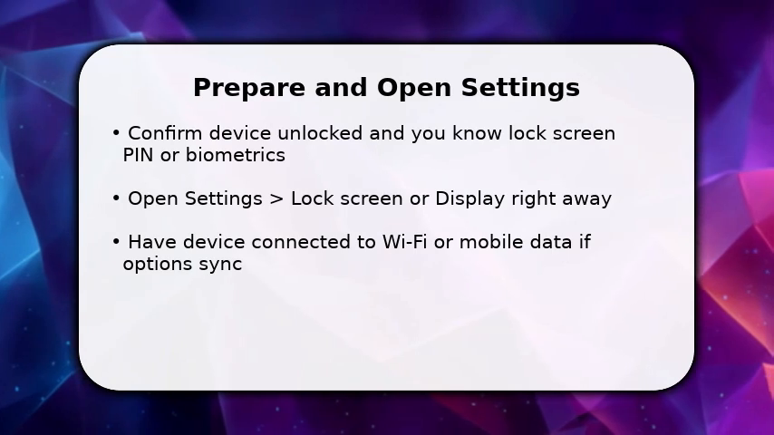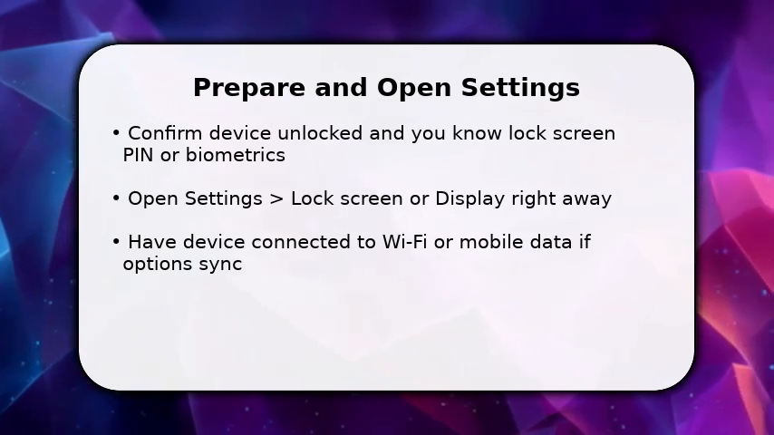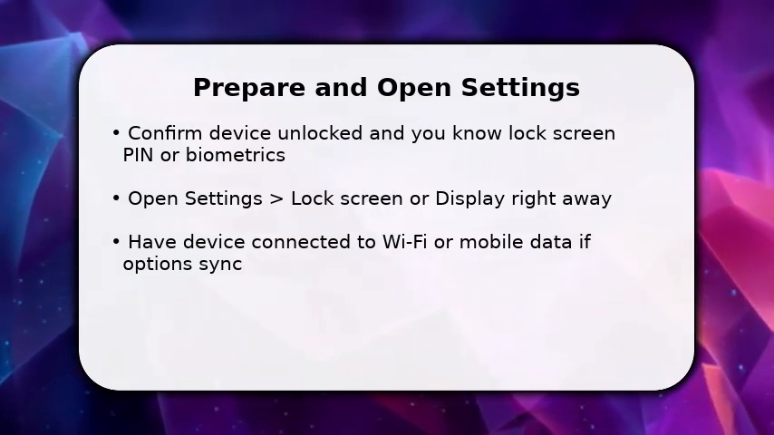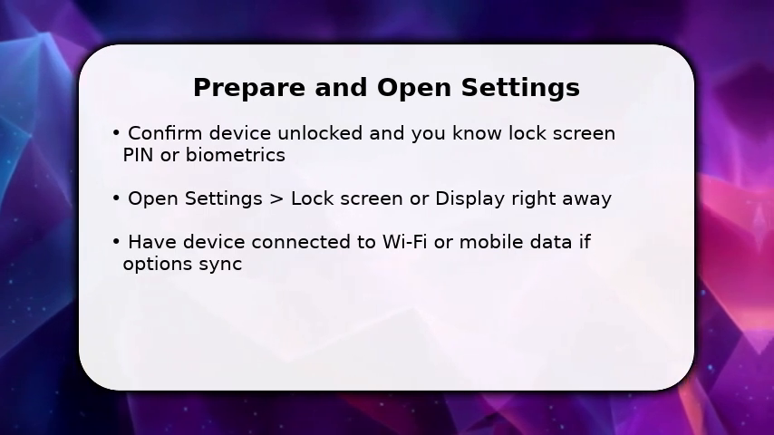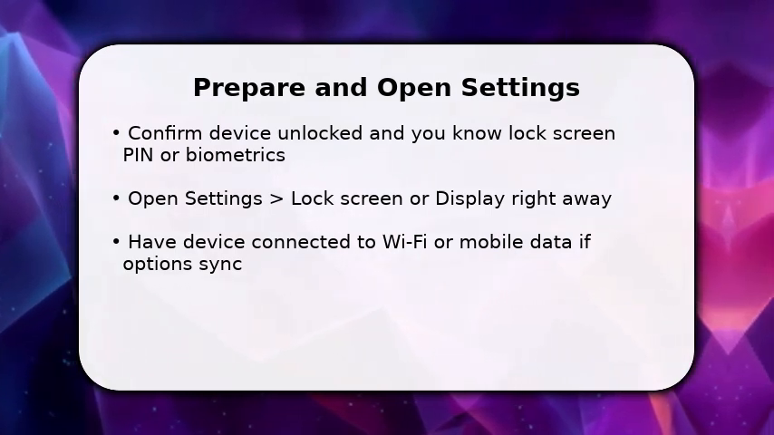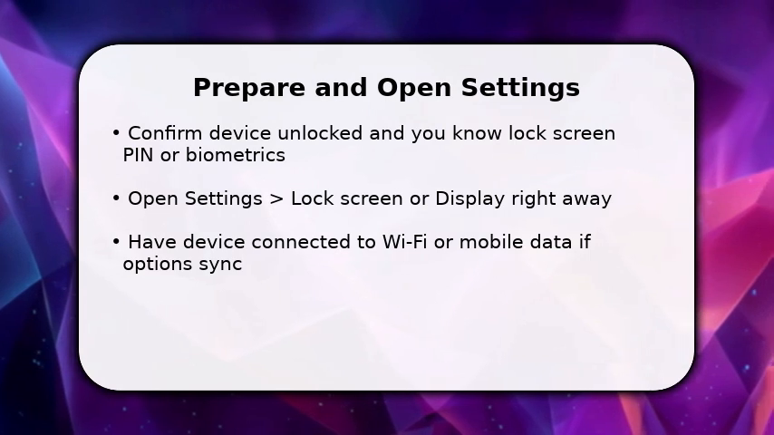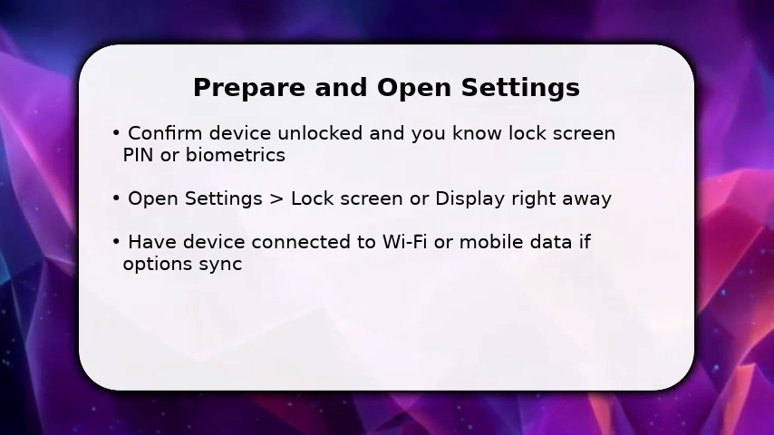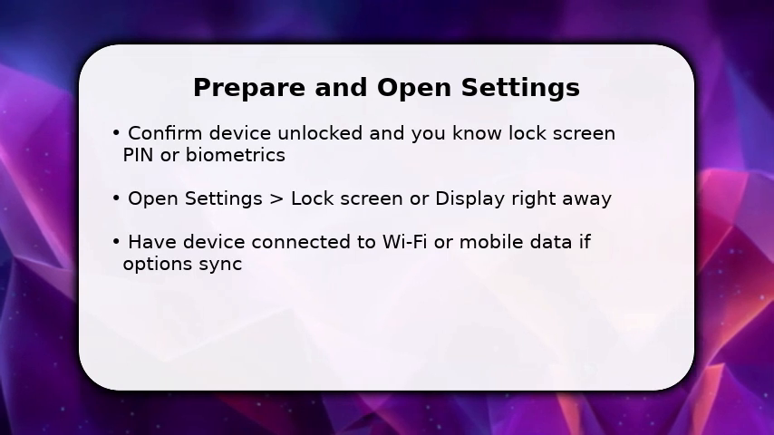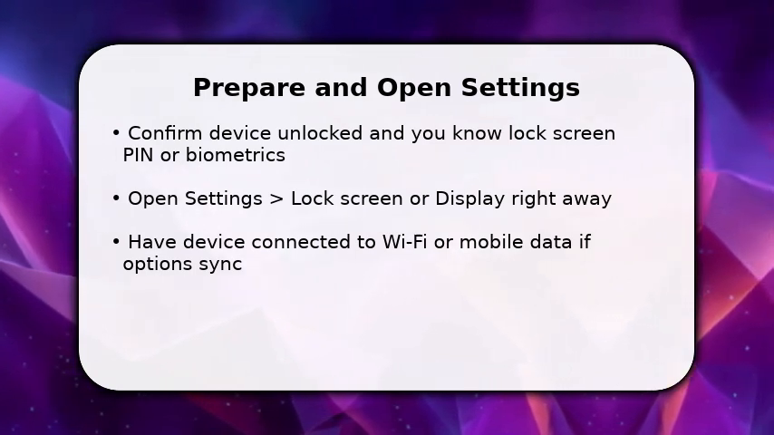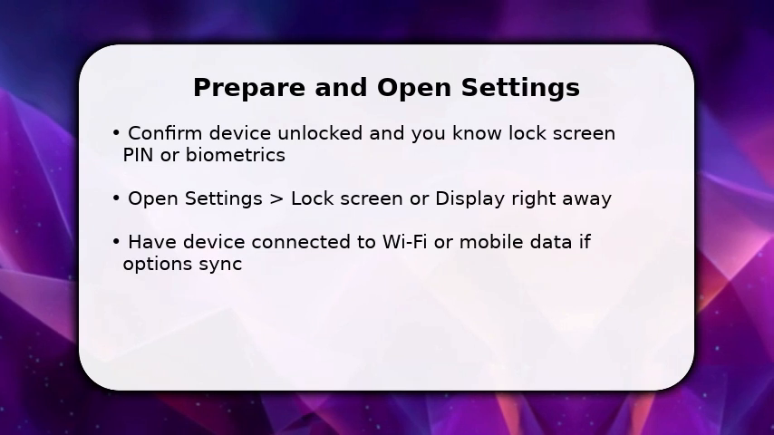You start by preparing the phone so changes save correctly. First, unlock your device with PIN, pattern, or fingerprint since you will change lock screen options. Once done, open Settings and go straight to Lock Screen or Display depending on manufacturer. That area controls glance, widgets, and notifications.